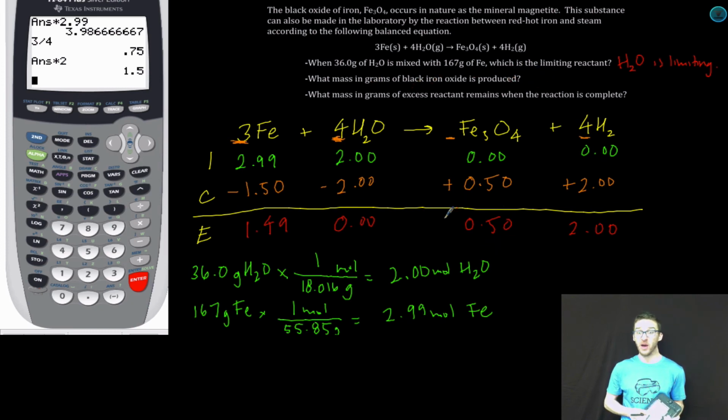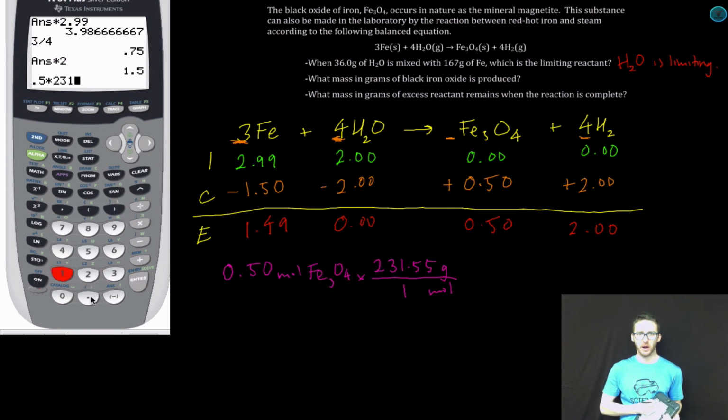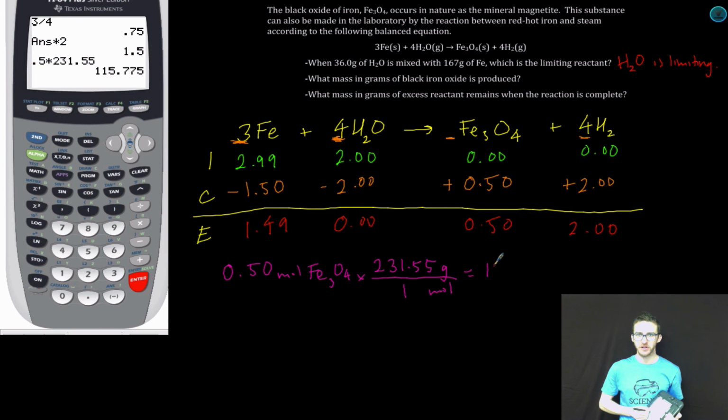Oh man. We only found number of moles. So I'm just going to take my number of moles of black iron oxide and convert it to grams. Boom! Quick jump to the calculator. 0.5 times 231.55. Enter. That's going to give me 116 grams of magnetite. Finally, what mass in grams of excess reactant remains when the reaction is complete?